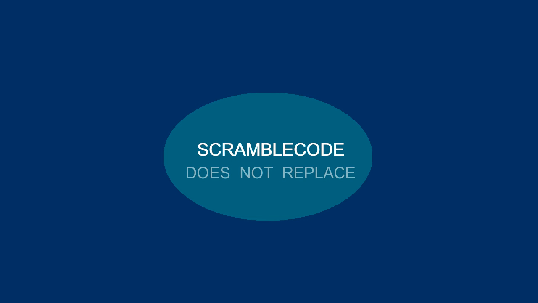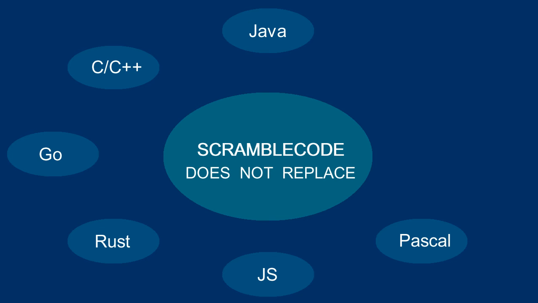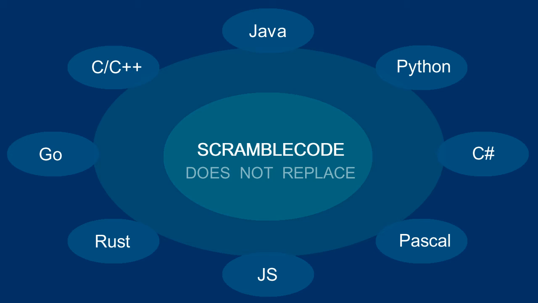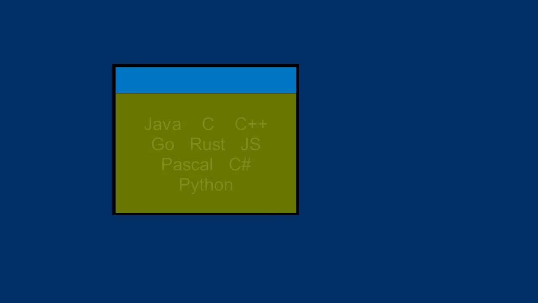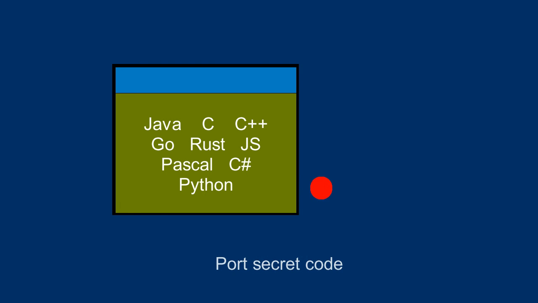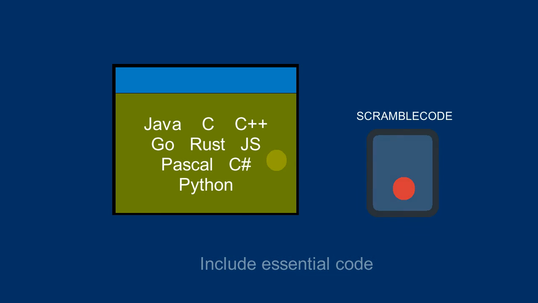SCRAMBLECODE is not intended to replace your favorite languages. SCRAMBLECODE should be used together with them to add security. If an application contains secret code, port it to SCRAMBLECODE for protection. Perhaps include some extra code to make the protected functionality essential and impossible to bypass.